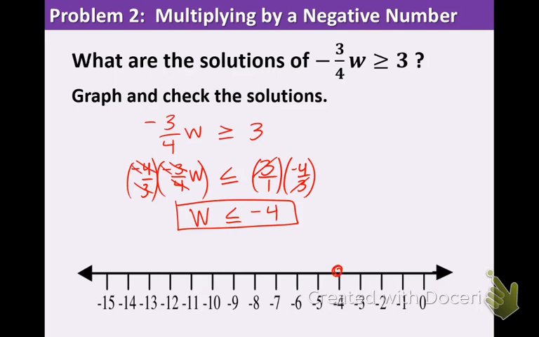So closed circle on the negative 4, because it's including the endpoint. That line underneath the symbol means including. We're shading towards the left. Those are the numbers that are smaller than negative 4. Now I'll show you the checking process.